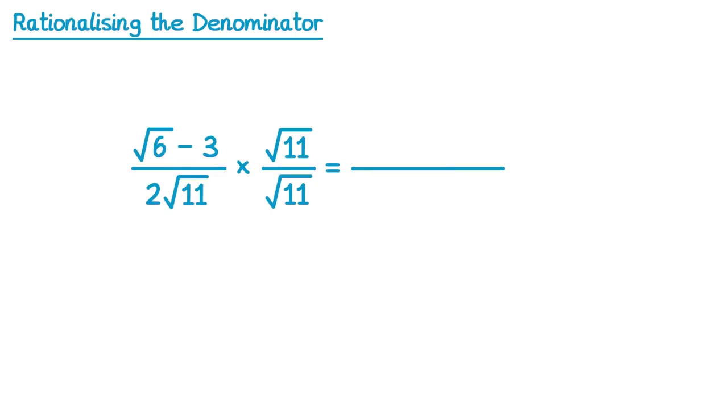And in fact, it's probably easier to write the root 11 first. So this is root 11 multiplied by a bracket containing root 6 minus 3. On the bottom we do as we did before, root 11 multiplied by itself is 11, and we've also got this times 2, so 2 lots of 11 are 22. Now we can expand the brackets on the top.